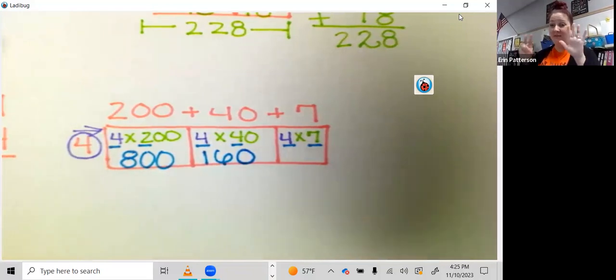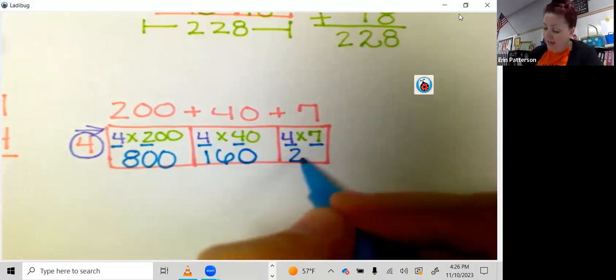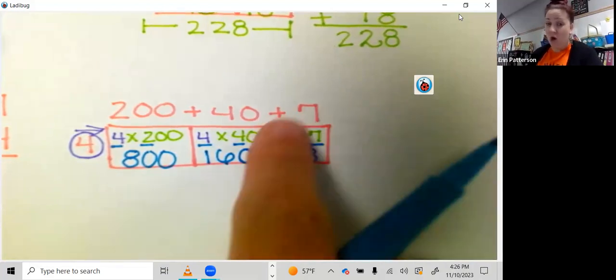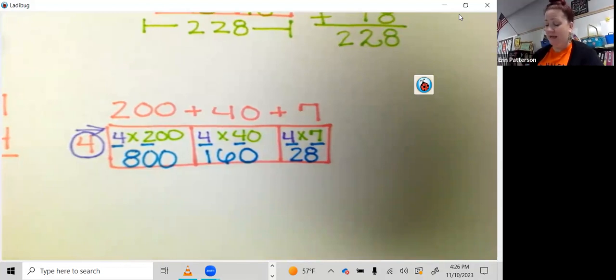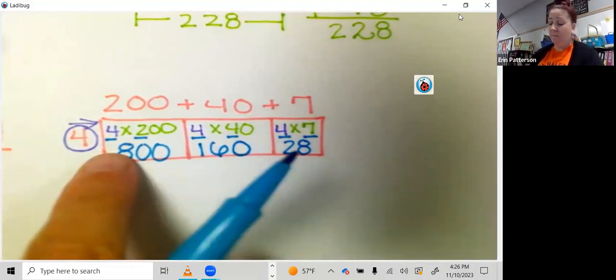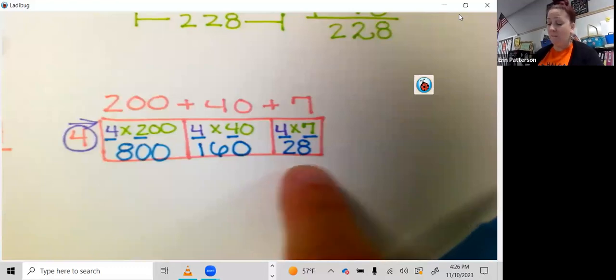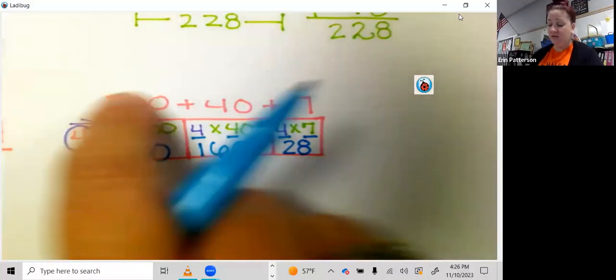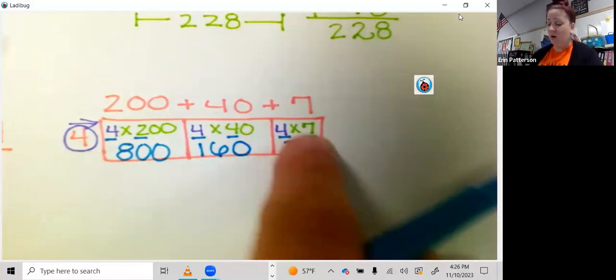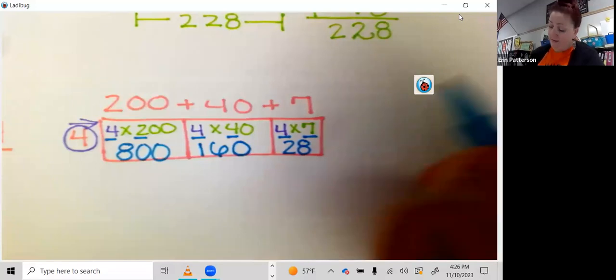Over here we have 4 times 7. I'm going to hold up 7 fingers and sing my 4s. 4, 8, 12, 16, 20, 24, 28. Got to stop, my fingers are down. 28. And there are no zeros, so I don't add any zeros. These are part of the answer. These are partial products. These are our factors, the numbers we multiplied.